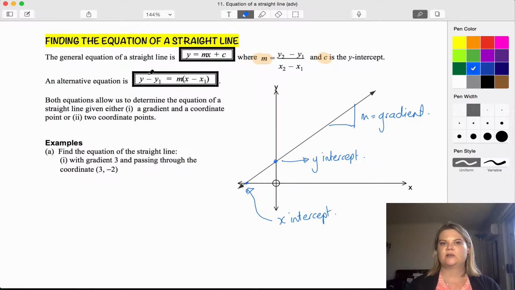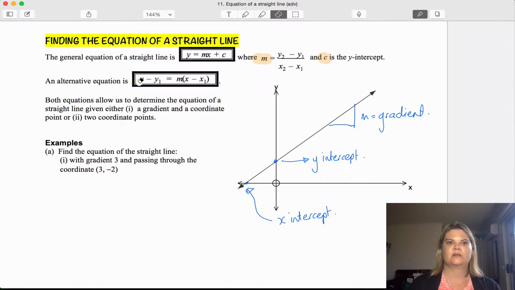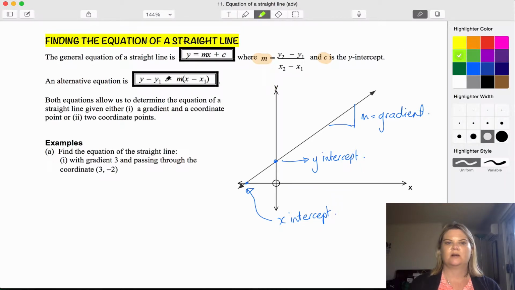An alternative equation that we can use when we're trying to find the equation of a given straight line is y minus y1 equals m(x minus x1). What I want to point out to you here is the y and the x, I will highlight them. The y and the x here don't have a 1 or a 2 next to them. So whenever we use this formula, the y and the x stay as a y and an x. The m and the y1 and the x1 we substitute values in. So don't get confused and think you need to substitute the x and the y, only substitute the three that I haven't highlighted here.